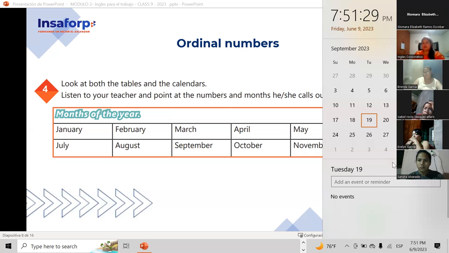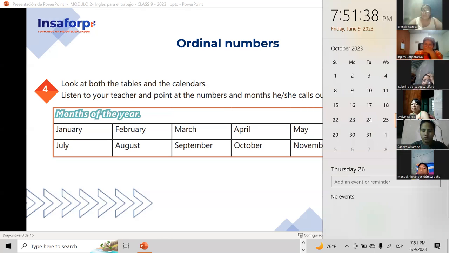Someone else? Xiomara. Okay, Xiomara. This one, Xiomara. Ahorita, permítame. Tuesday, October 26th, 2023. Mm-hmm. Okay. Thursday, October 26, 2023. Okay. Thank you so much, Xiomara. Someone else?